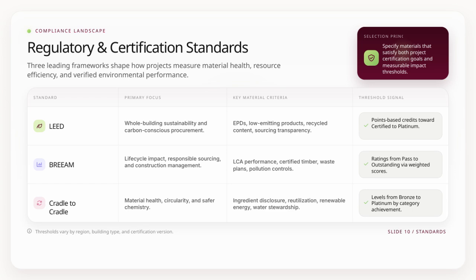Lastly, Cradle to Cradle targets material health, circularity, and safer chemistry. It requires ingredient disclosure, promotes reutilization, renewable energy, and water stewardship. Certification levels go from bronze up to platinum, achieved by meeting criteria across various categories. Understanding these frameworks helps ensure your material choices meet rigorous environmental standards while aligning with your project's sustainability goals.